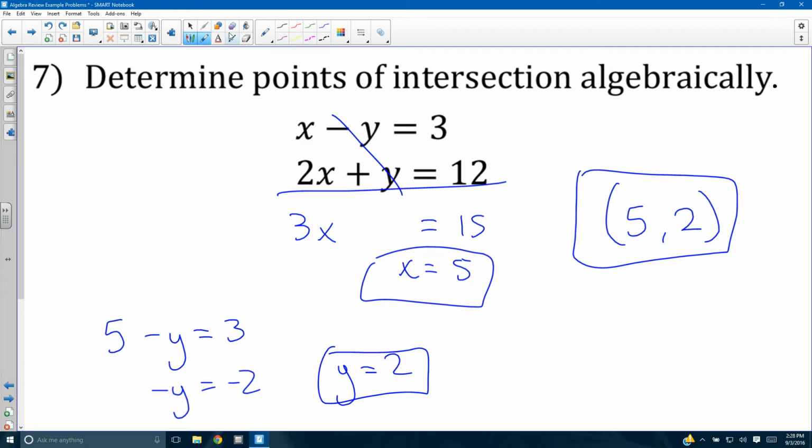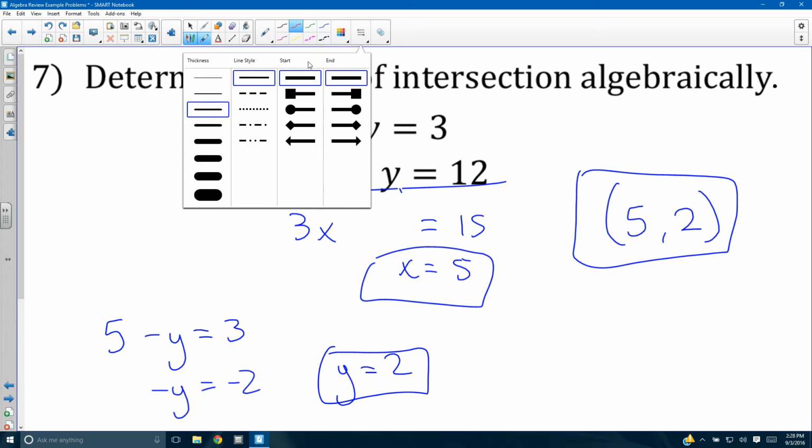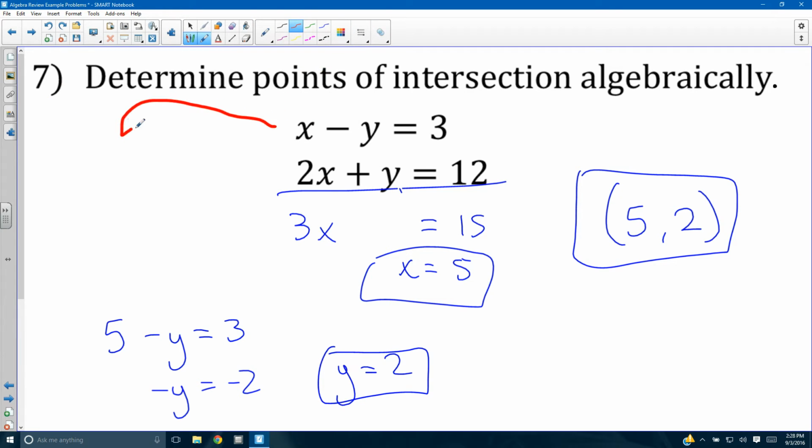And one other thing you can do is the substitution method. With the substitution method, all you have to really do is just isolate a variable. Let's say that I wanted to isolate this x right here. I just got to add y over. And this equation here will say x equals y plus 3. What I can do is substitute y plus 3 in for x in this equation, and it'll say 2 times (y plus 3) plus y equals 12.